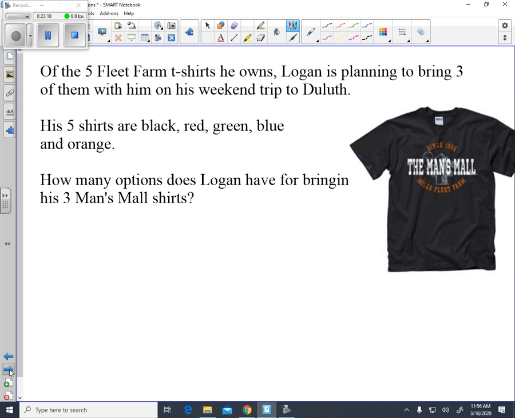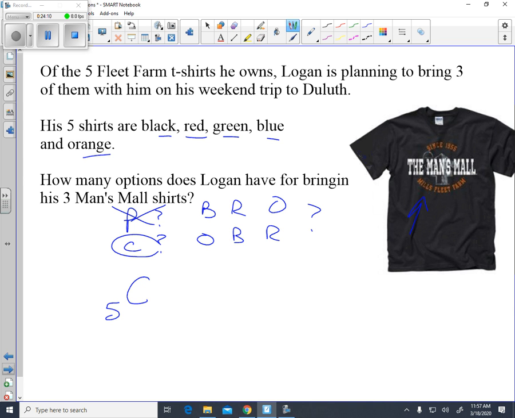Logan is planning on going on a trip to Duluth. He's going to bring 3 of his Mall t-shirts. He's got black, red, green, blue, and orange. He's got 5 of those, and he's going to bring 3. So how many options does he really have? If he brings black and red and orange, is that the same as orange and black and red? That's the same thing, right? He's got the same 3 shirts in his duffel bag. So the order is not important, and when order is not important, I have to count with combinations. So he's got 5 shirts and we want any combination of 3.